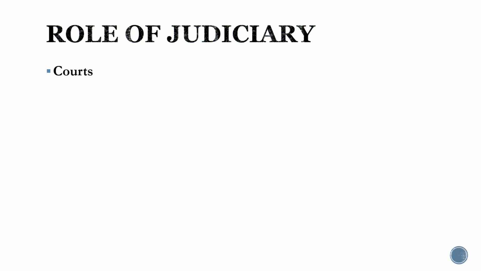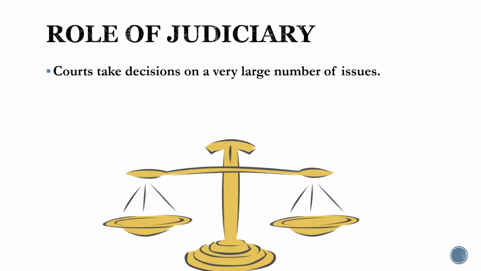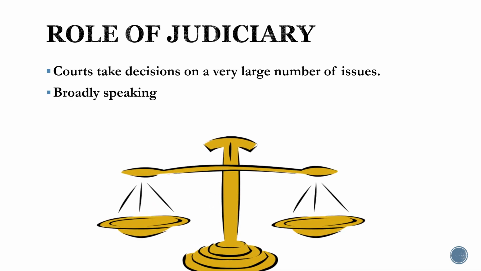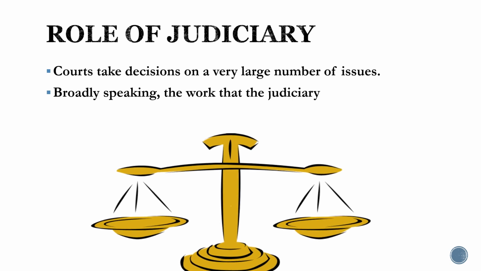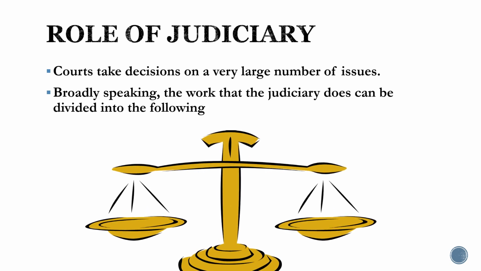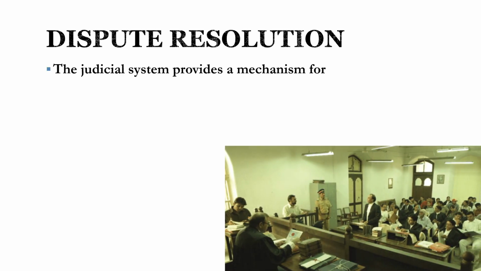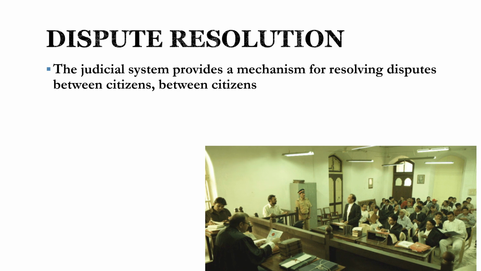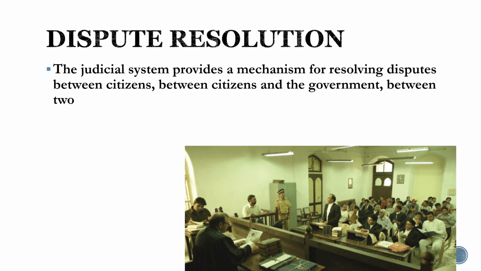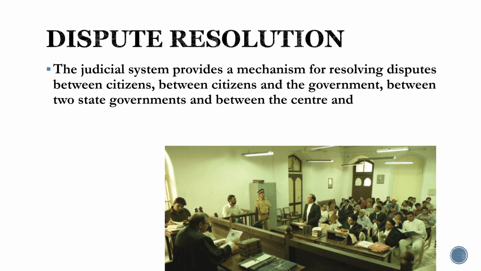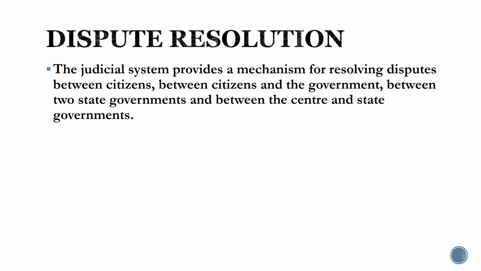Role of Judiciary. Courts take decisions on a very large number of issues. Broadly speaking, the work that the judiciary does can be divided into the following. Number 1. Dispute resolution. The judicial system provides a mechanism for resolving disputes between citizens and the government, between two state governments, and between the center and state governments.